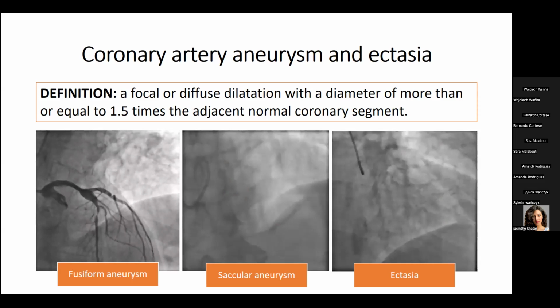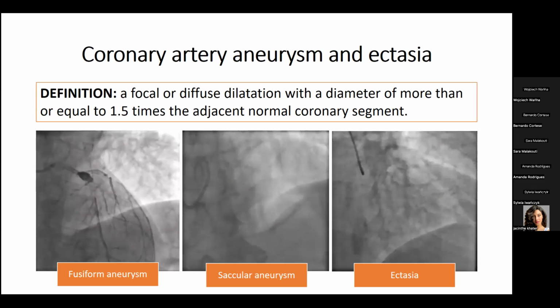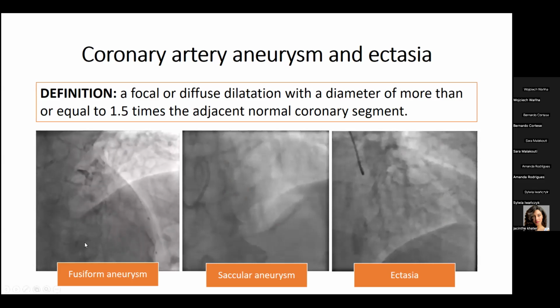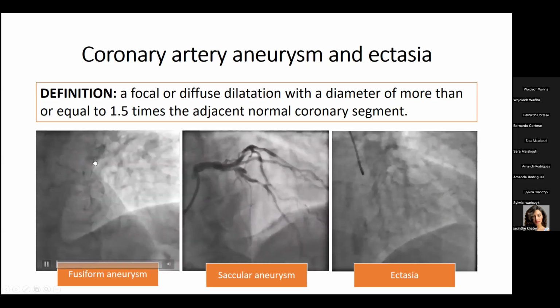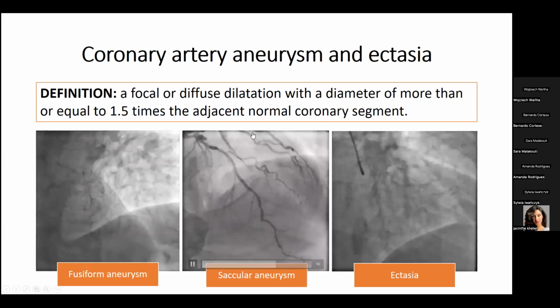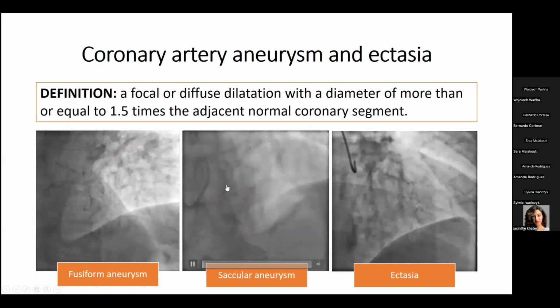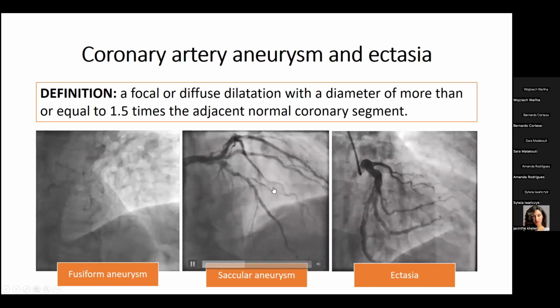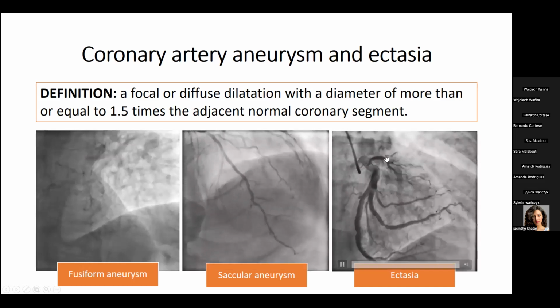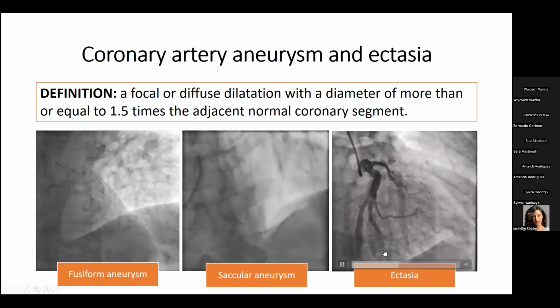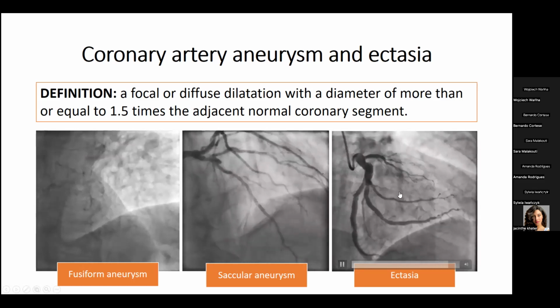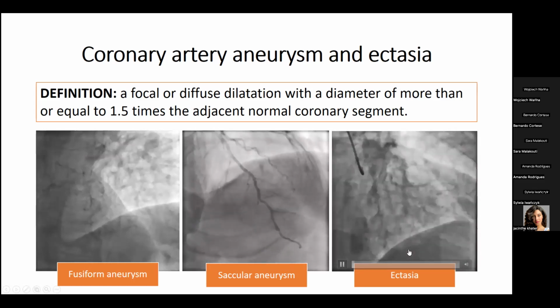There are examples of each type of aneurysm and ectasia. On the first picture, we can see a fusiform aneurysm. There is a saccular aneurysm on the bifurcation of the diagonal branch and LAD. And there is an ectasia of the circumflex artery, where the whole artery is dilated.